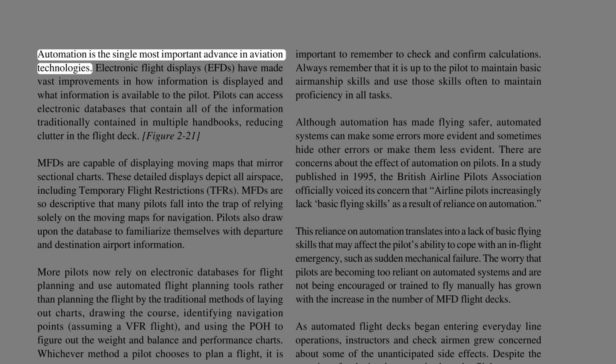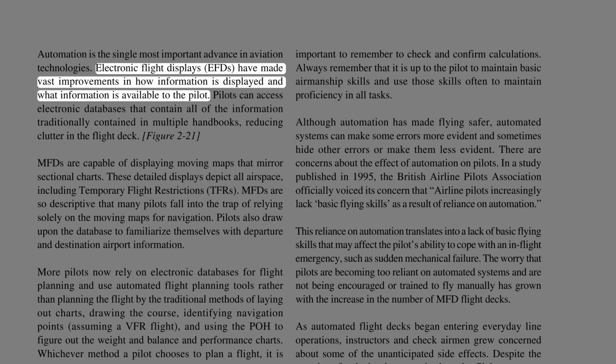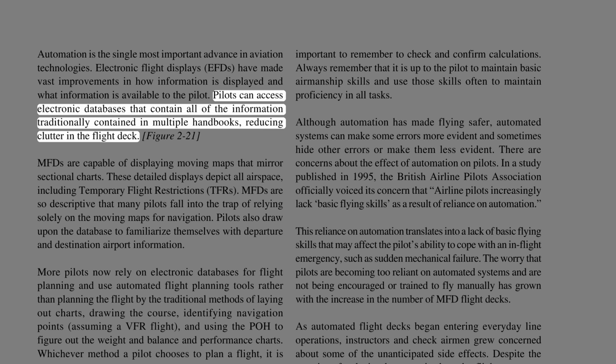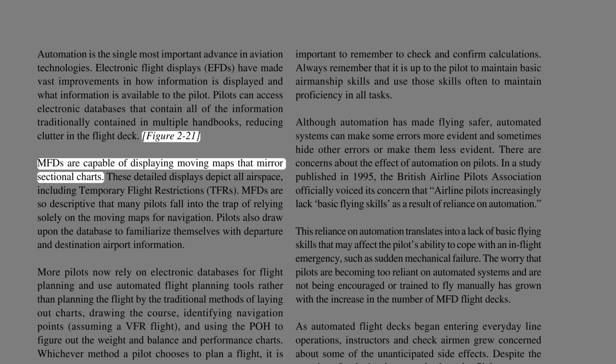Automation is the single most important advance in aviation technology. Electronic flight displays (EFDs) have made vast improvements in how information is displayed, and what information is available to the pilot. Pilots can access electronic databases that contain all of the information traditionally contained in multiple handbooks, reducing clutter in the flight deck. Figure 2-21G.